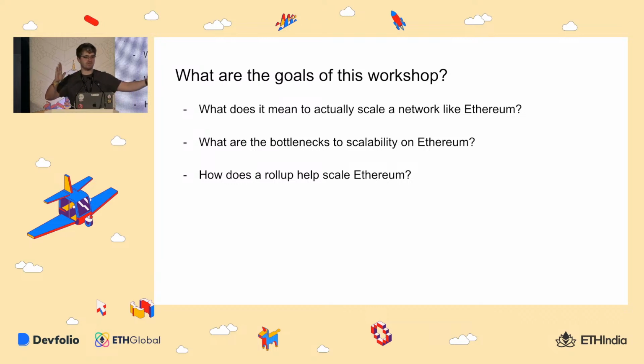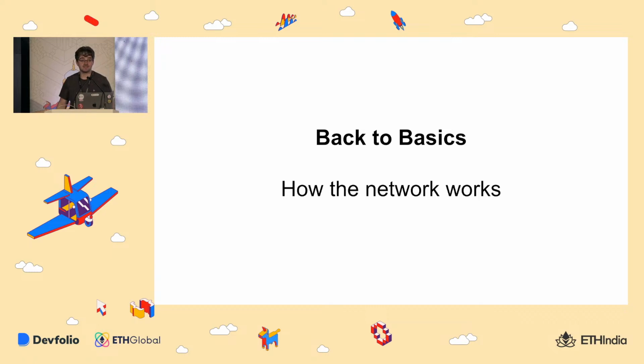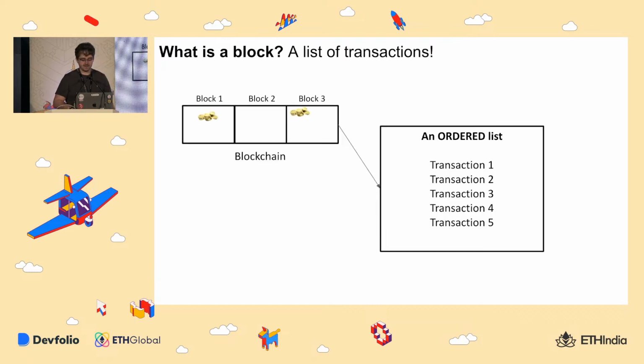So it's a bit like a history talk, going back to basics, and hopefully picking up along the way how we struggled to scale this network. So back to basics. How does something like the Ethereum network work? As everyone's aware, we have a blockchain: block 1, block 2, block 3.